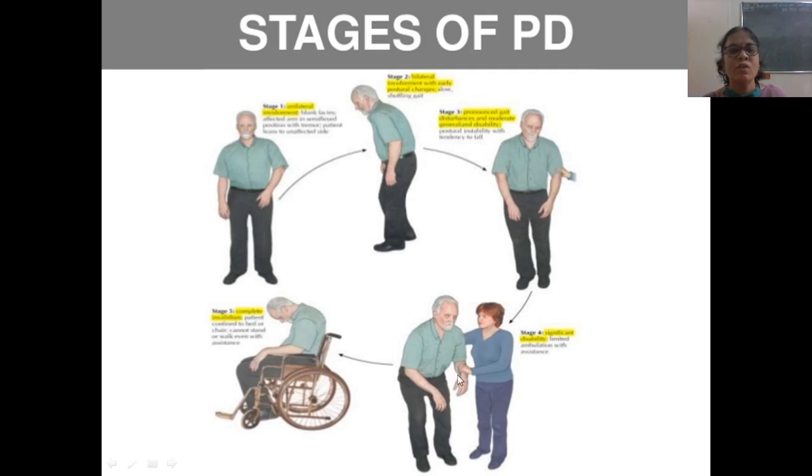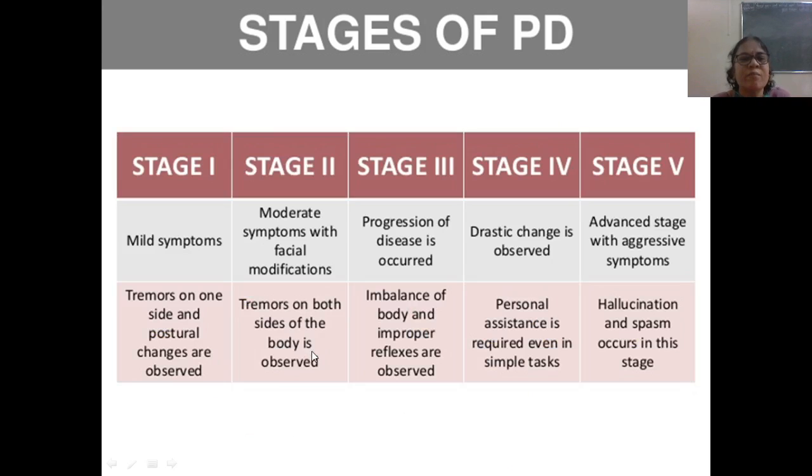Then in stage 4, which you see here, in stage 3 he requires assistance for his movements, and in stage 4 he depends on others even for walking. And in stage 5, the last stage, you can see how the patient is restricted to a wheelchair and he may not be able to move at all. Okay, these are the stages of Parkinson's disease.